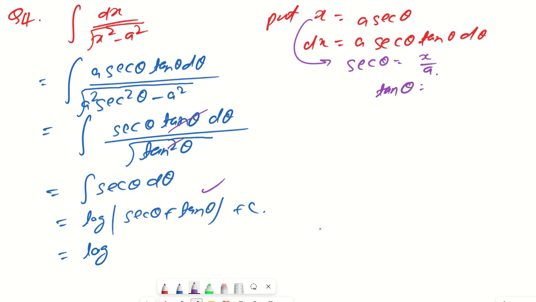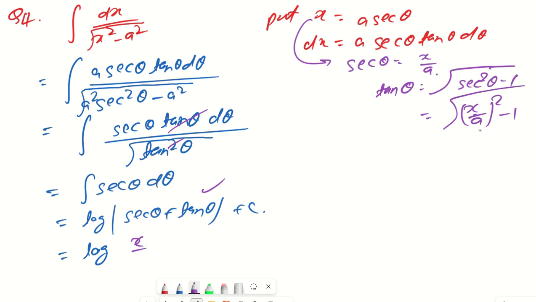tan theta is equal to square root of sec square theta minus 1, or tan square theta is equal to sec square theta minus 1. So tan theta will be a square root of that. So that is going to be equal to square root of (x by a) whole square minus 1. So these two values we will try to put here. So we are going to get x by a plus square root of x square by a square minus 1.